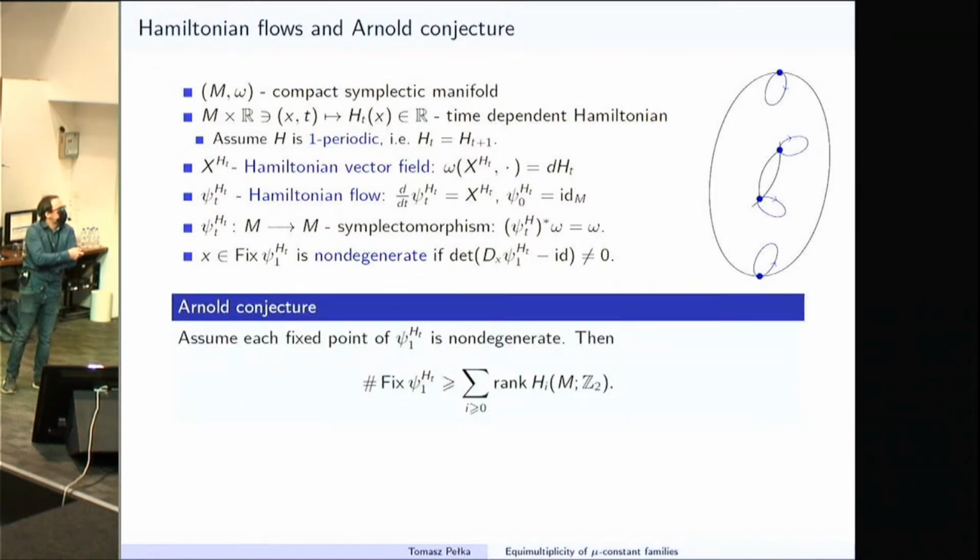Now, assuming that all fixed points are non-degenerate, the Arnold conjecture asks whether the number of fixed points is bigger than or equal to the sum of Betti numbers. This was proved by Floer and others, and now this statement is a theorem. And the way to prove it was to introduce Floer homology.